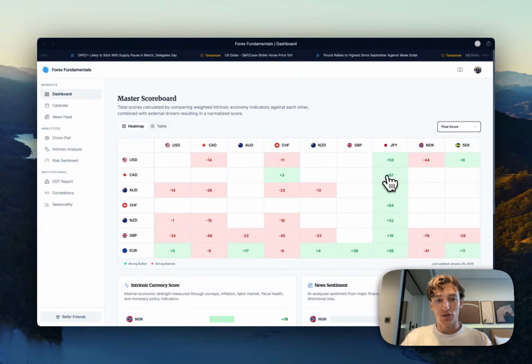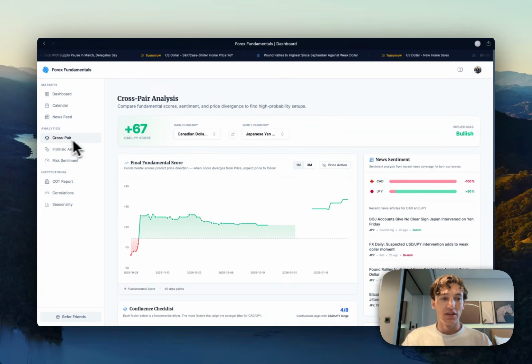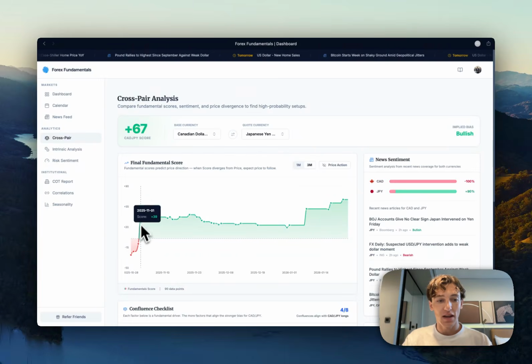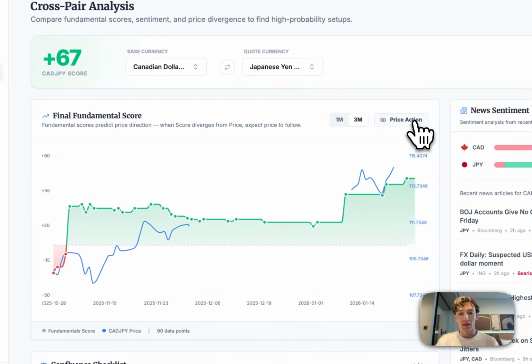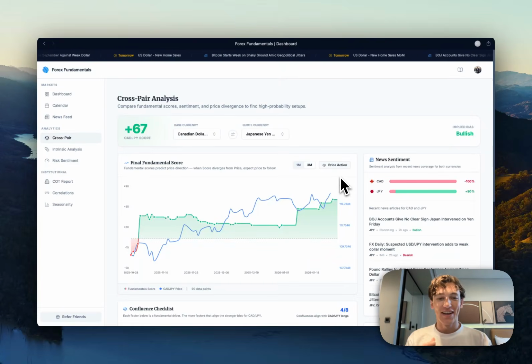And if you click a score, you will get a detailed breakdown about the given pair. This will lead you to the cross pair score. So here you can see the history of a given score. And what is very interesting is that you can see that CAD/JPY has been bullish since the 1st of November. But then what is also really interesting is that you can turn on the actual price action and see how the fundamental score compares to the price action.